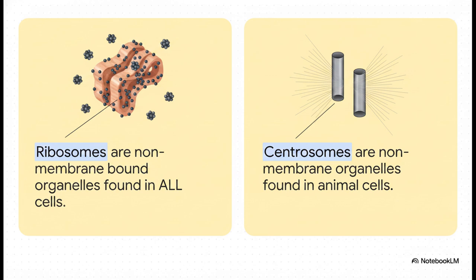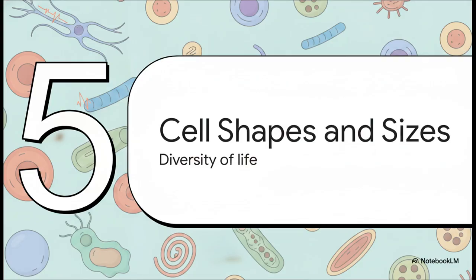In eukaryotes, they aren't just floating around in the cytoplasm, they're also inside chloroplasts, inside mitochondria, and attached to the rough ER. Another absolutely vital non-membrane-bound organelle is the centrosome. Found exclusively in animal cells, centrosomes are crucial because they form the spindle fibers that literally pull chromosomes apart during cell division. All right, Section 5, Cell Shapes and Sizes.